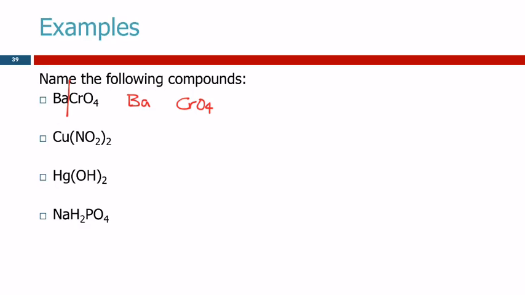So barium, what charge does barium have? Where is it on the periodic table? It's in group 2, +2. Because it's in group 2A, it does not need a Roman numeral. So the name of that first ion is barium.